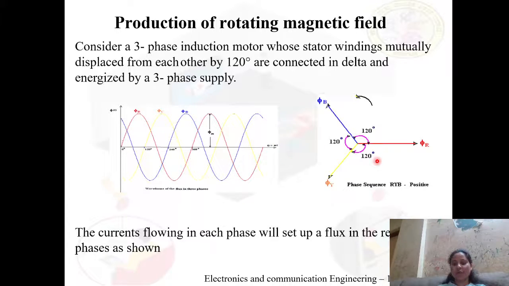Also we can represent these fluxes with the help of the phasor diagram. So this is the phasor diagram. This red arrow line, the vector, indicates the flux produced from the phase R, so we represent it as phi R. The yellow line is the vector which represents the flux produced by the phase Y, that is phi Y. And the blue line represents the vector of the flux produced by the phase B, that is phi B.